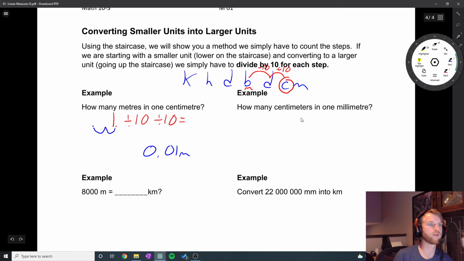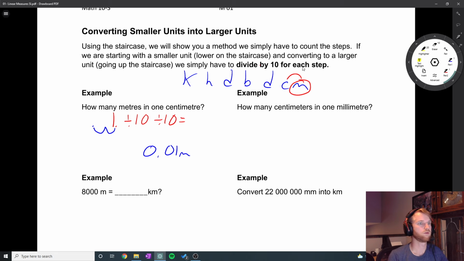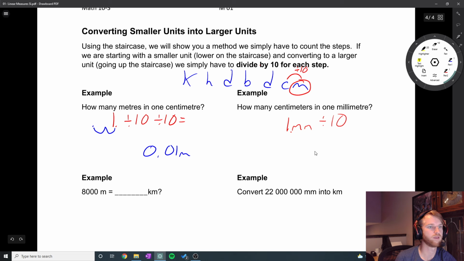So then how many centimeters in 1 millimeter? This one is only 1 step. We're starting off at millimeters and going up to centimeters. So we are just dividing by 10 once. So 1 millimeter is being divided by 10. Put that into your calculator or move your decimal point from here to here, and you will get 0.1 centimeters is the same thing as 1 millimeter.